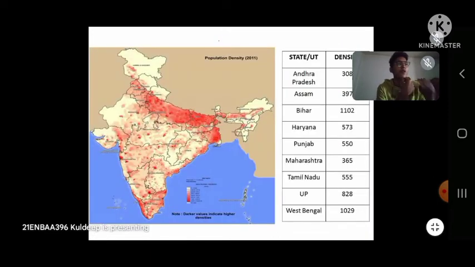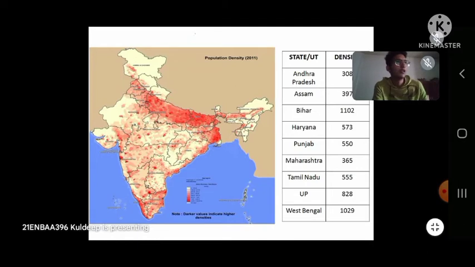Now, if we look at the population density of India. We just talked about the world, and now we will see India. Later on, we will also see the world again, where we will look at the data and the major countries also.